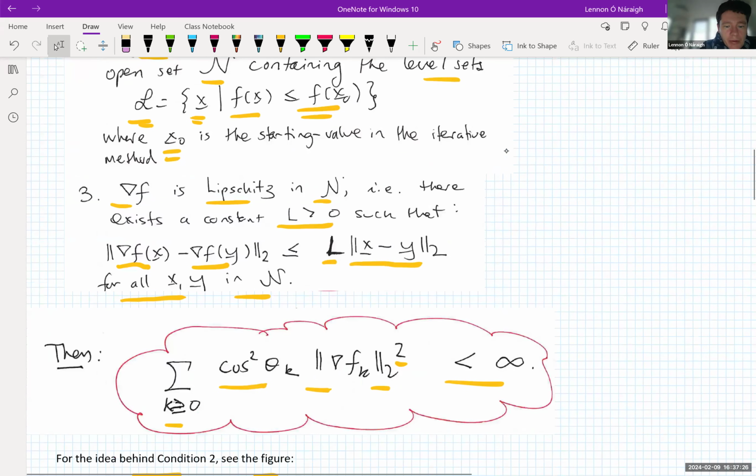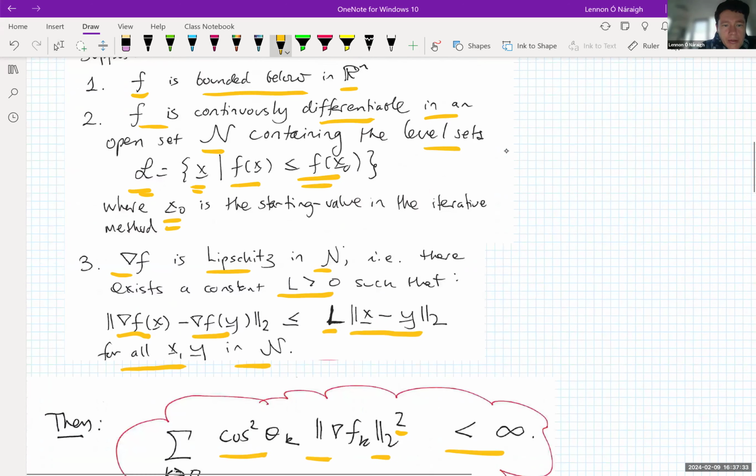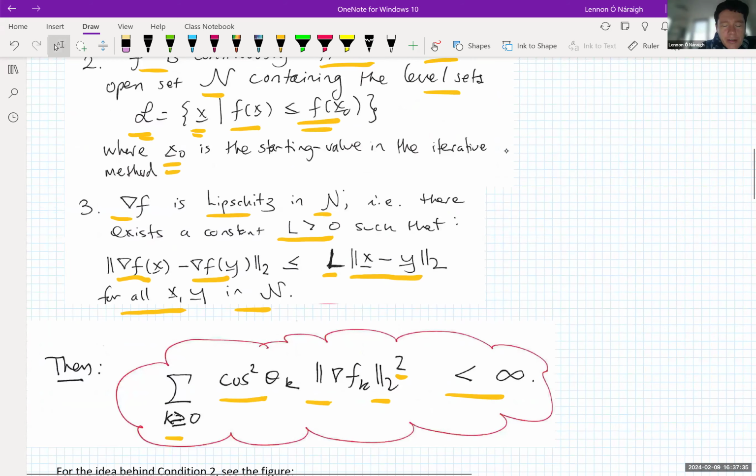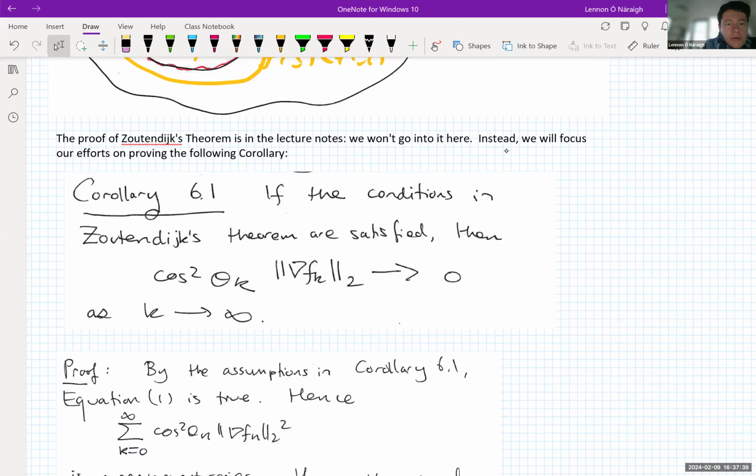And this then is our neighborhood. And in this neighborhood, we're required to assume that f is continuously differentiable. Just to emphasize, the proof of Zoutendijk's theorem is in the typed lecture note, but we're not actually going into it here. Instead, we're going to focus on proving a corollary.